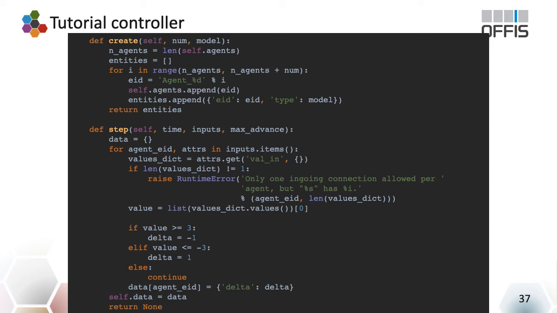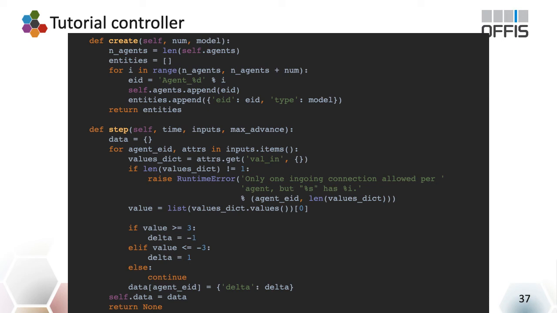Then the step function here is the main control function. So we again get the inputs and go through the input dictionary and take the well in values. We check that there's just one input. And then we are checking here if the value of a model is larger or equals 3, then we set the delta to -1 so that it's not increasing more. And if the value is below or equals -3, then we set the delta again to 1 so that it's not decreasing below this threshold.